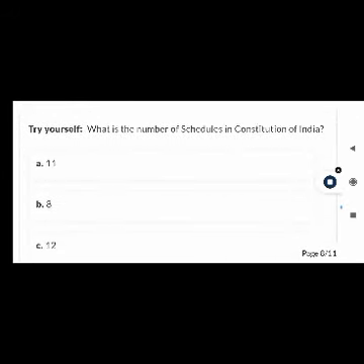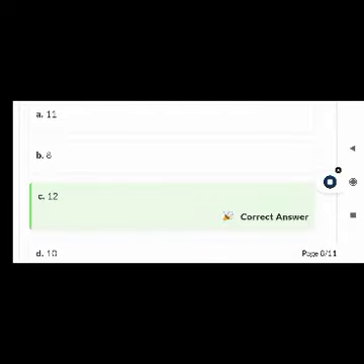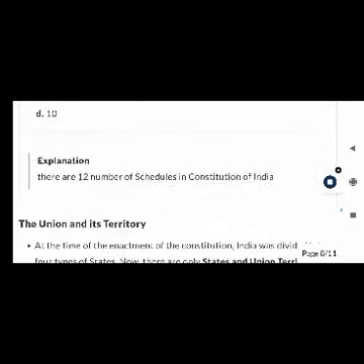Try yourself. What is the number of schedules in the Constitution of India? A. 11, B. 8, C. 12, D. 10. Explanation: There are 12 schedules in the Constitution of India.